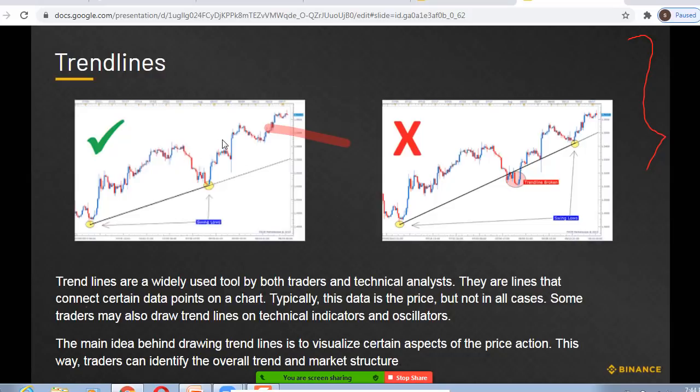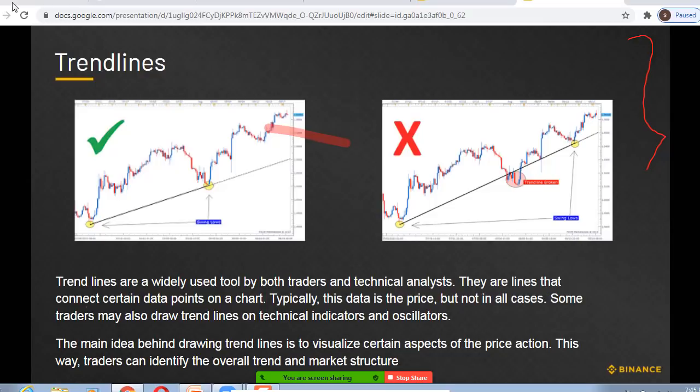If you can see my screen, this particular one is a good way to draw a trend line. This one is the wrong way to draw a trend line, because if you draw it like this, you are wrong. If you draw it like this, you are correct. You see that it goes from one point to another without touching or crossing the candle. If you look at this point, it actually crosses here. So this line is supposed to be shifted to this end so that it can give a perfect trend line.